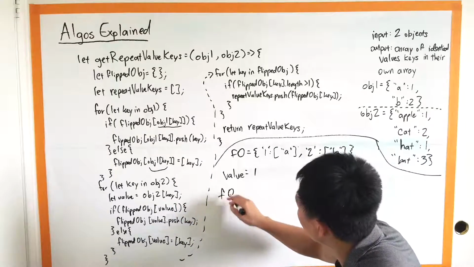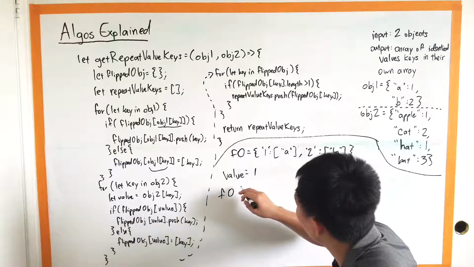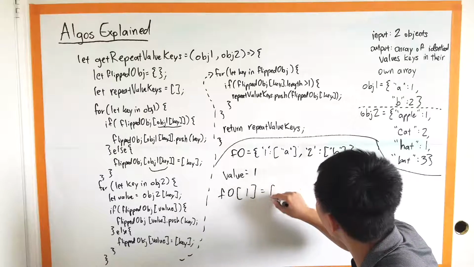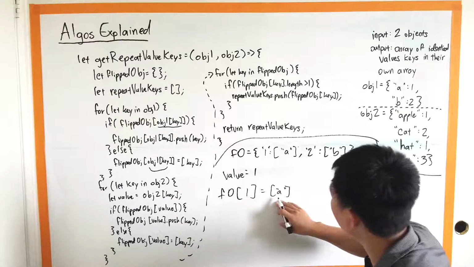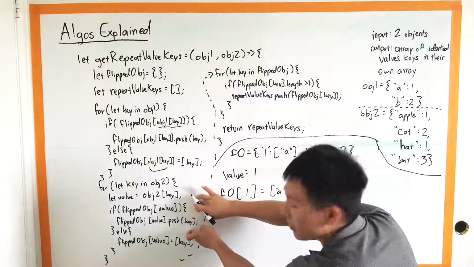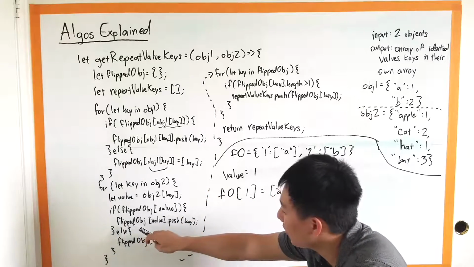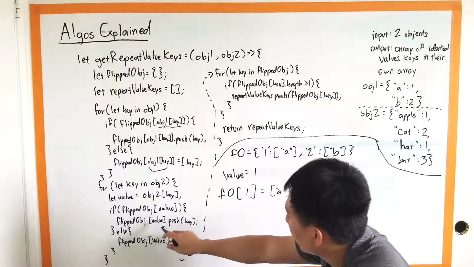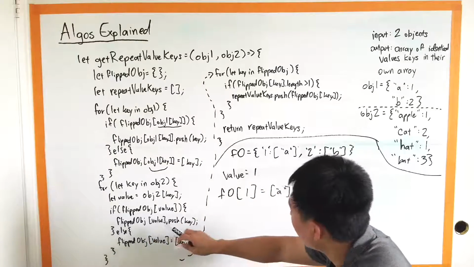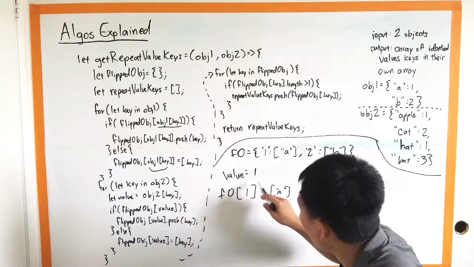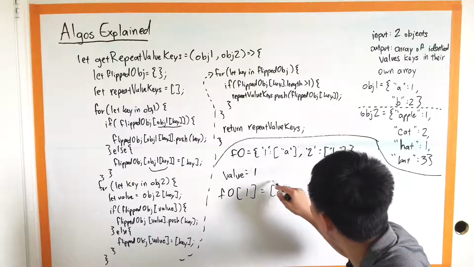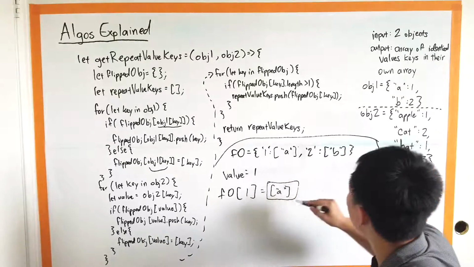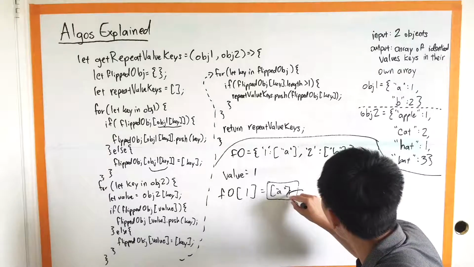We're asking, okay, flipped object of 1, if that exists, and you know what that returns? That returns A now. And so that's the truthy value. So we're going to go into this section of the if statement. And so now what we're going to do is take that value, or no, we're not going to take that value. We're going to take FO of value. So we're going to push into here the key. And the key was apple. And so we're going to push into here apple.